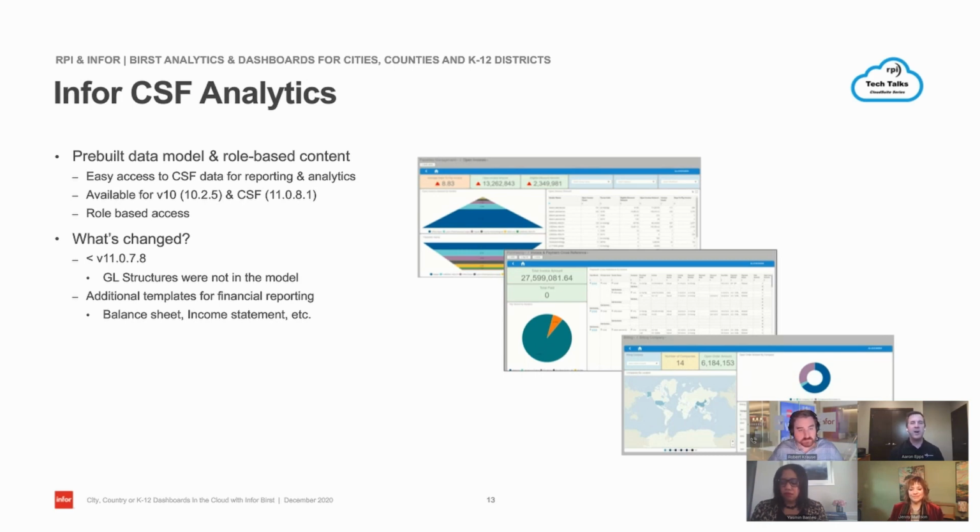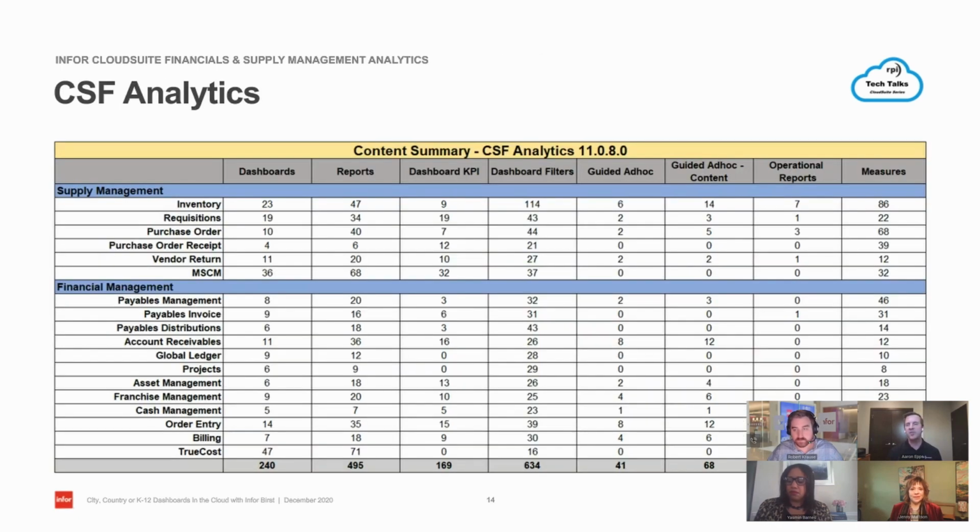All right, so I'll just continue walking through the orientation here. I've got a screenshot up that gives you a sense of the content that's delivered. These are the different templates or role-based dashboards and KPIs that are available. You can see they're organized by supply management and then by financial management. It gets you a sense of all the content delivered out of the box so you can take and tailor it. Same thing for HCM Analytics.